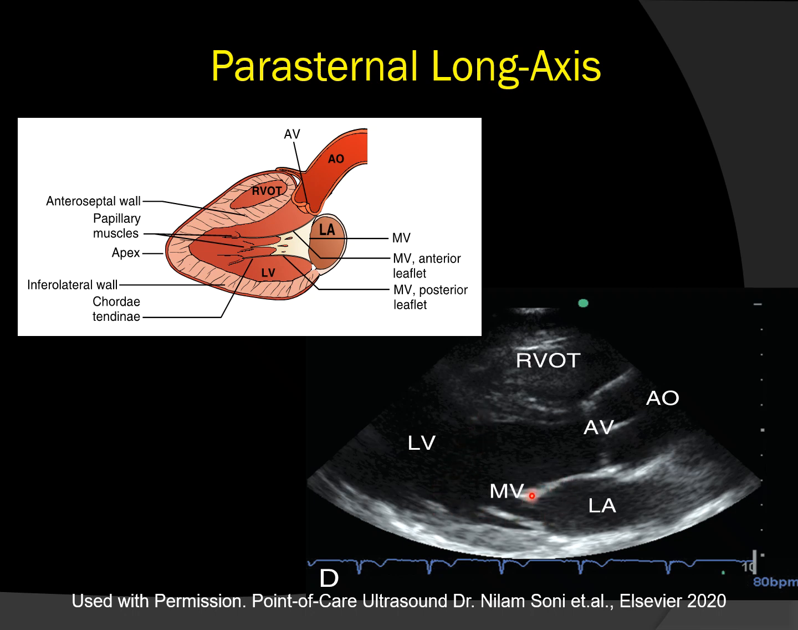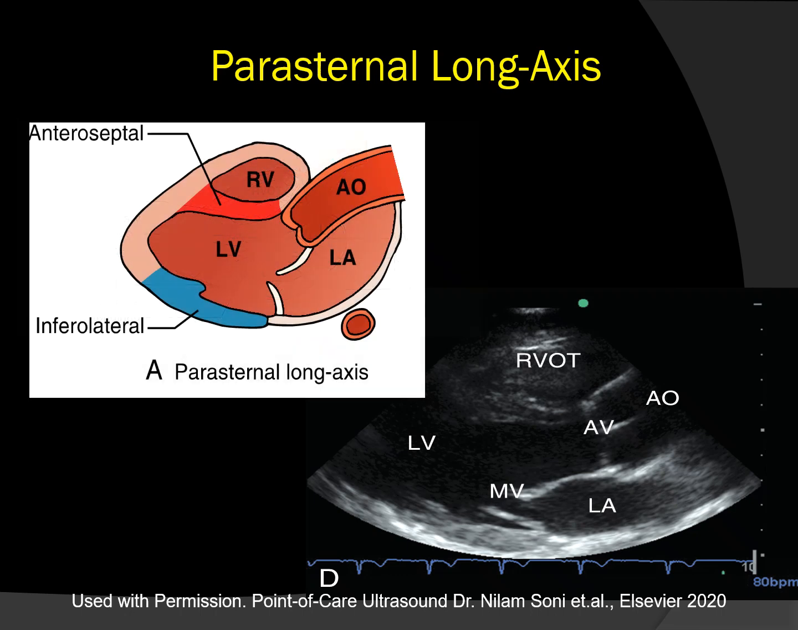You will notice the mitral valve has an anterior and a posterior leaflet. The posterior leaflet is smaller than the anterior leaflet. The anterior leaflet will be extremely helpful as we start talking about overall LV function. The inferior lateral wall is pictured here. Often we will notice chordae and papillary muscles, and the bright pericardium is pictured here. Again, this is emphasizing the different walls, the anterior septal wall and the inferior lateral wall.